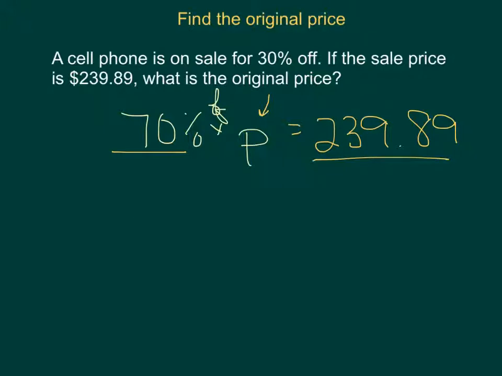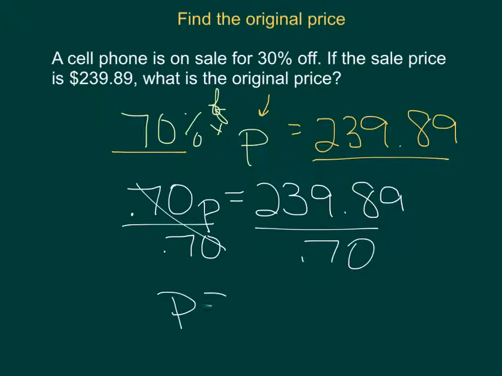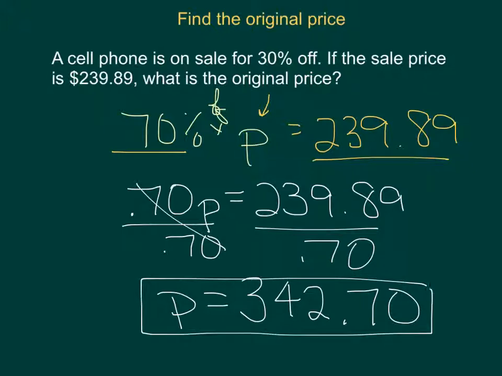So you turn your percent into a decimal, and you are left with 0.7 times P. You divide both sides by 0.70, and that's going to tell you that your original price was $342.70. Now, this number, if it's a discount, should always be higher than the number that you actually paid at the register, because it is a discount. You are actually paying less at the register than what the original item cost.